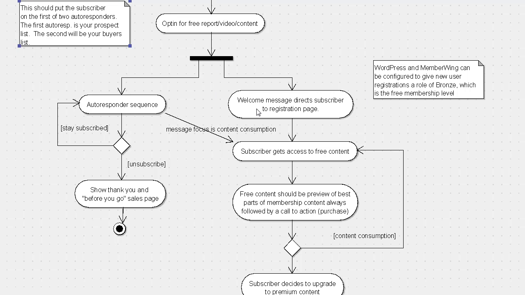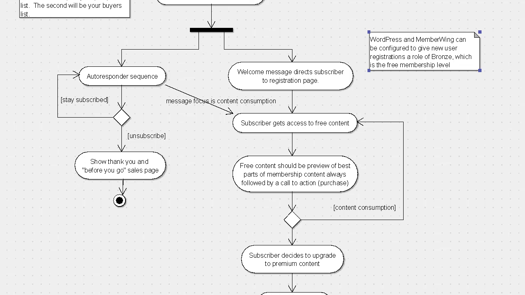The other thing that happens is the first welcome message from this autoresponder sequence directs the subscriber to a registration page, and this is just the default WordPress subscription or registration page. Once you've installed the MemberWing plugin in WordPress, you can configure WordPress to give each new user the role of a bronze member. So that any content you provide on your site that is specific to members can be concealed underneath a bronze symbol. And there's another video on my blog somewhere that'll show you how to do that.